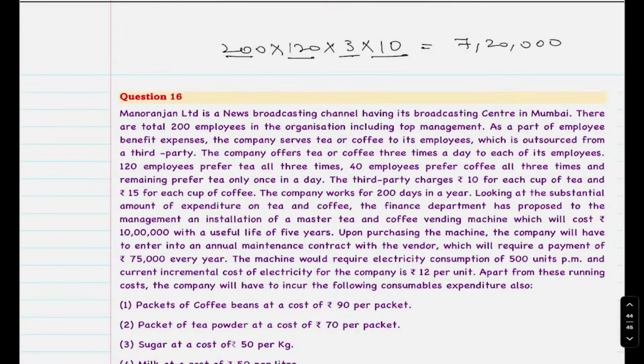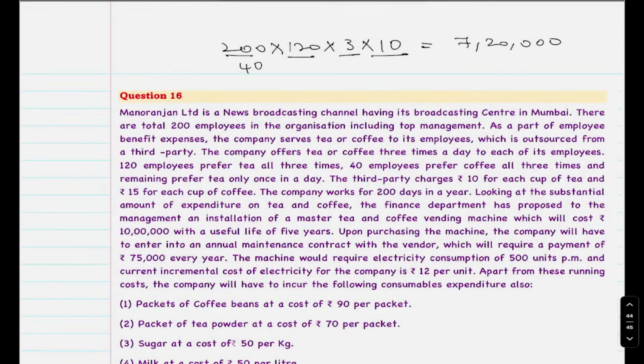Yes. Second, like the tea cost for the coffee-consuming employees. How many employees are there? 40 employees. How many days? How many times? How much per cup? Value is 3,60,000. Okay. 200 employees, 120, 40 completed.